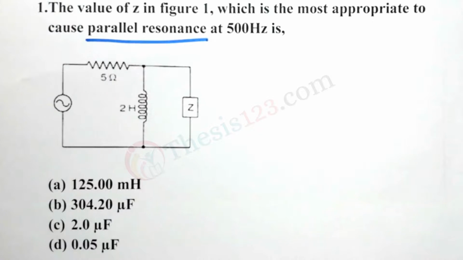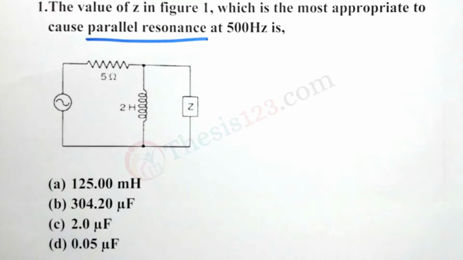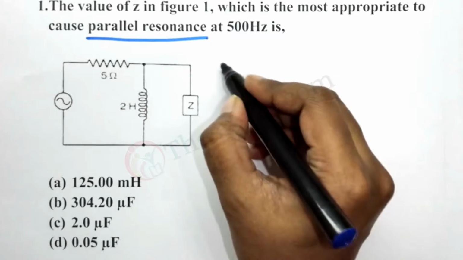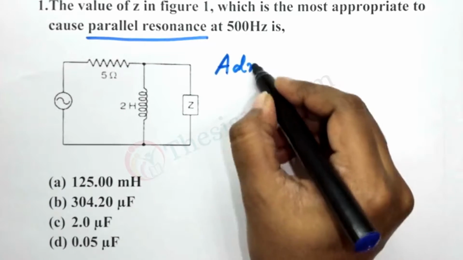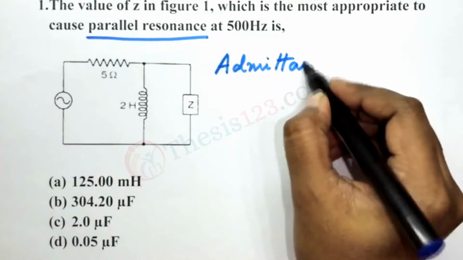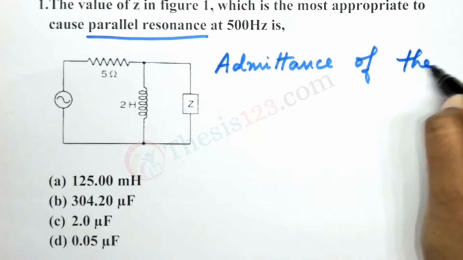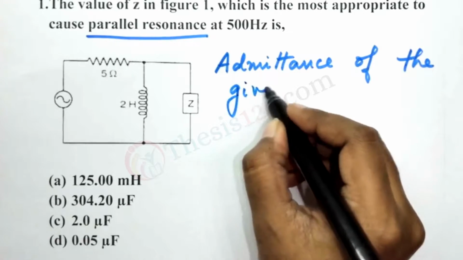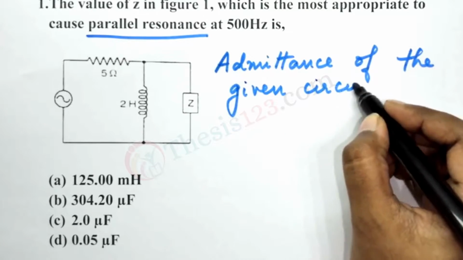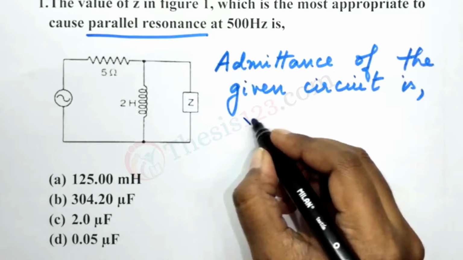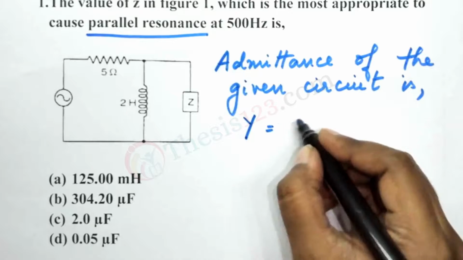At resonance, the admittance of a circuit is at its minimum, or in other words, the impedance of a circuit is at its maximum. So let's take the admittance of this circuit and write down the equation for the circuit admittance. Let's call this Y. So Y would be equal to YL plus YZ.